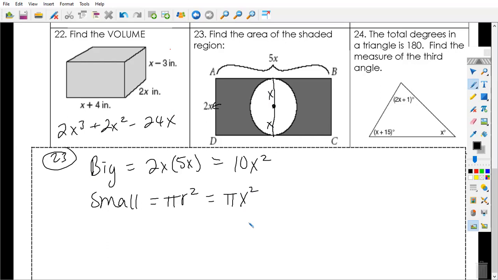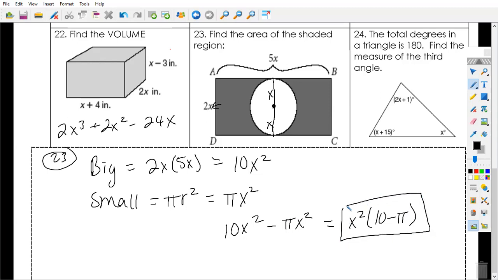And what do I need to do with these two? Subtract. So we have 10x squared minus pi x squared. Now, since we don't know the value of x, is there any reason for me to make pi into a decimal? No. So all we're going to do is clean this up, and we're left with x squared times 10 minus pi. As soon as I know x squared, I will put that in and I can figure out the rest. But this is my exact value of my shaded region.